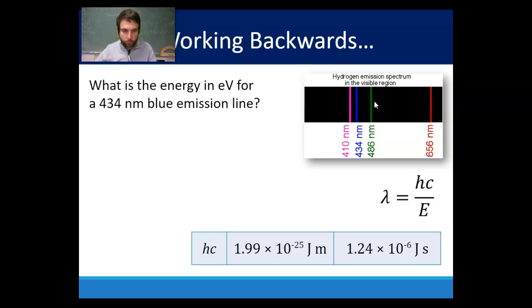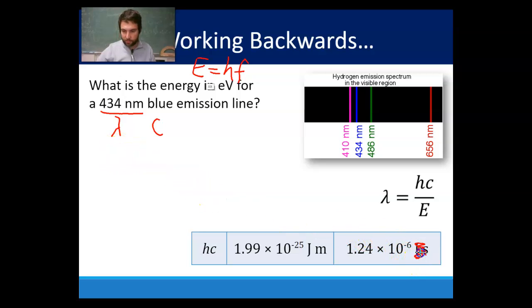Here we go. We're talking about energy and we're talking about light, so my brain instantly goes to E equals hf. It's either this one or that other version where we substitute in and we get this. We're given a wavelength. It's blue. Blue is the color. 434 nanometers is the wavelength. And it's a blue line, so it's light, so we also have c. So we have lambda and we have c. All signs are pointing to this equation, but solving for E. So let's go ahead and do that.